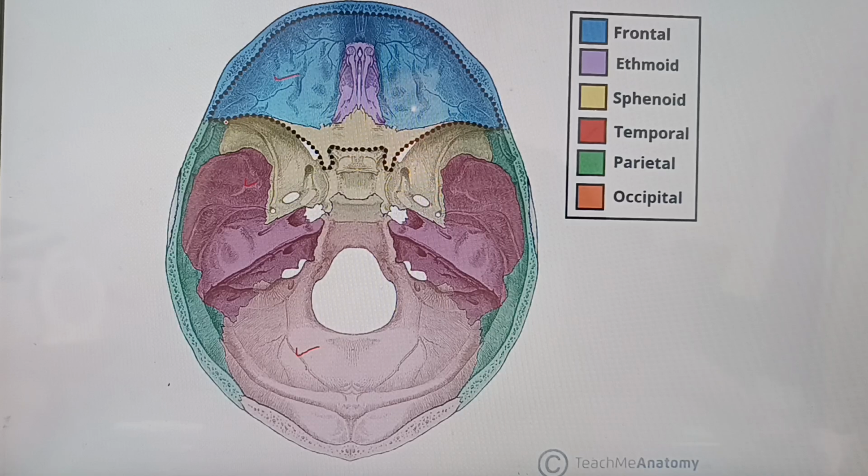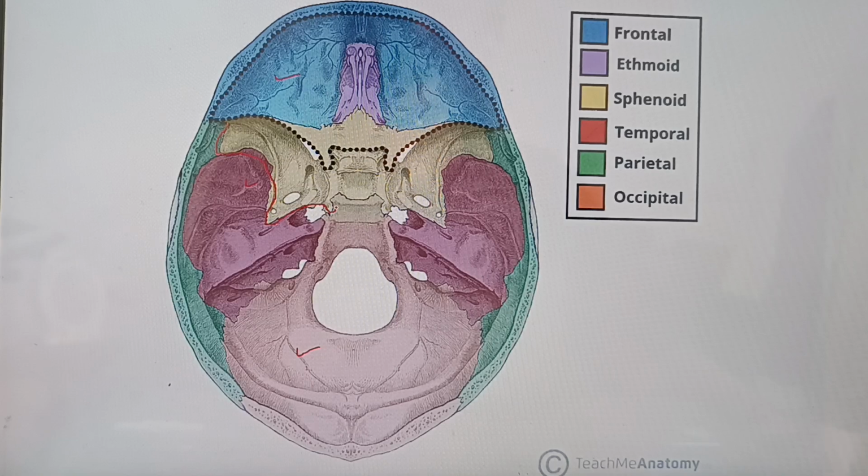You can see the sphenoid here. I'm just drawing the outline of the sphenoid. You can very well make out a butterfly, or rather we can say it's like the superior view of a bat, like this. So you can make out the sphenoid here, and there are two wings for the sphenoid.